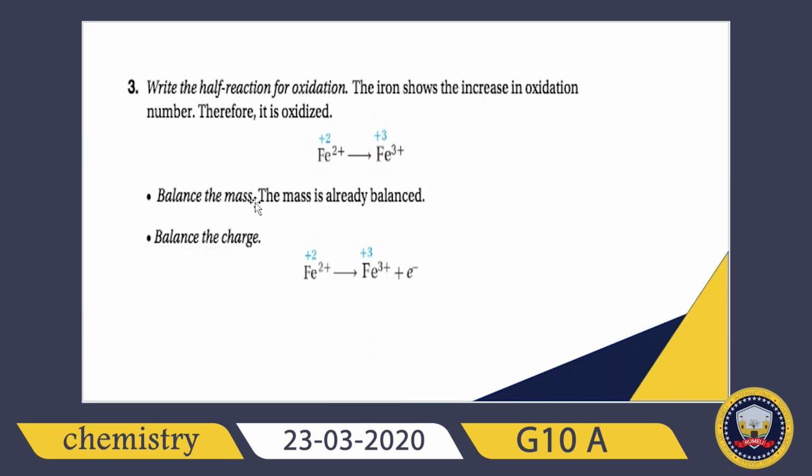So then, now balance the atoms. The atoms are already balanced. 1 Fe, 1 Fe. You see here, balance the mass or atoms. Then balance the charge, easy, we write only plus 1 electron. And because it is oxidation, we put the electrons on the product side. That's it. This is the easy formula for the iron, for oxidation. This is, of course, a half reaction.